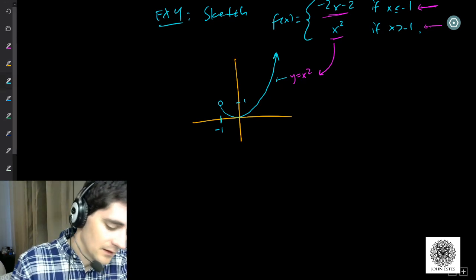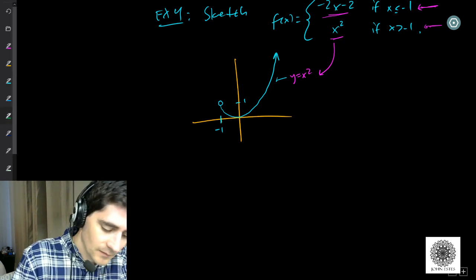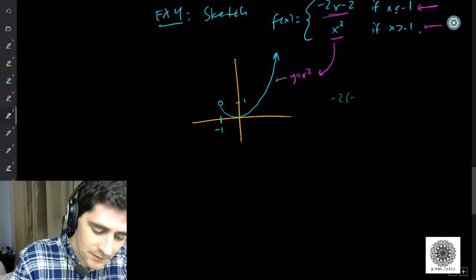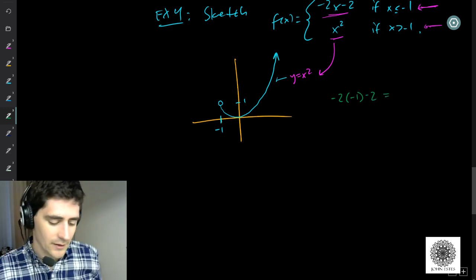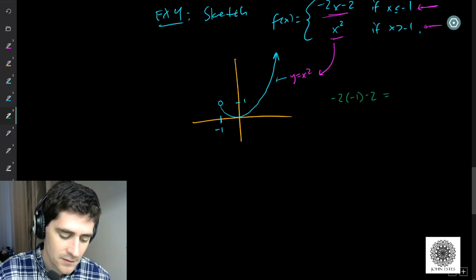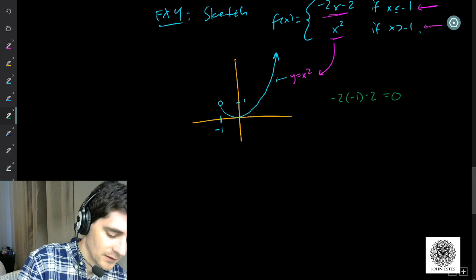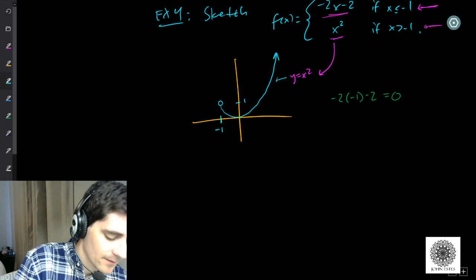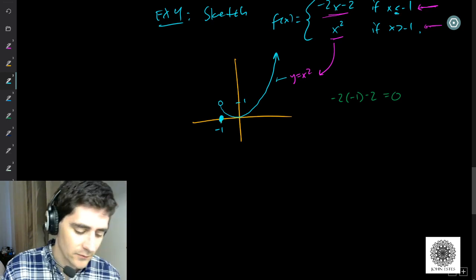And if I plug in -1 into this expression, so let me do some scratch work here. -2 times -1 minus 2 gives me what? I get +2 minus 2, I hit 0. Okay, so this graph hits 0 at -1, and it is included because it's less than or equal to -1.